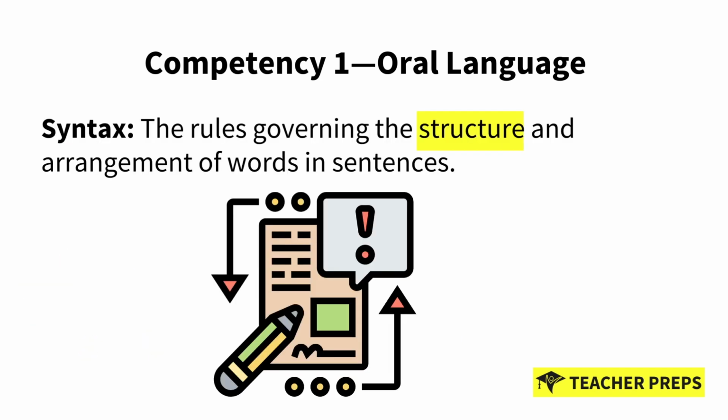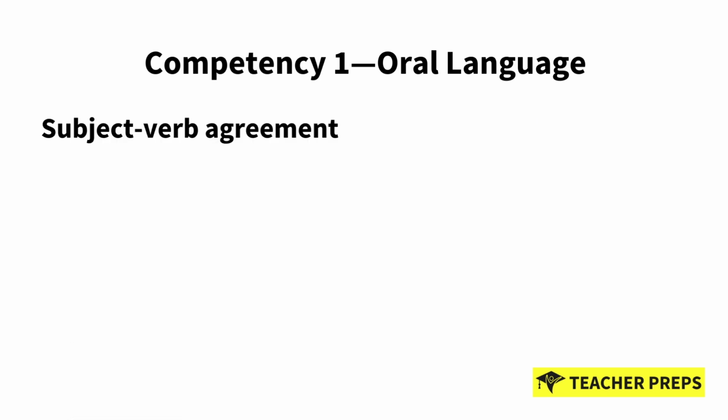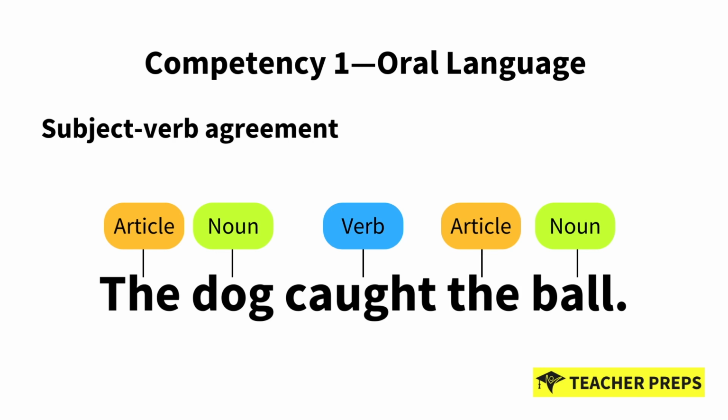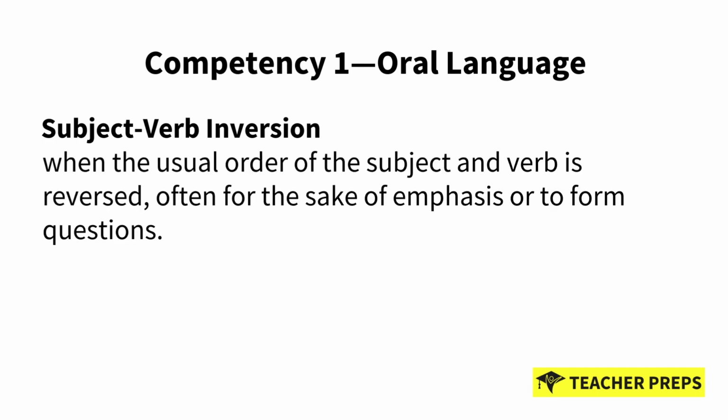Syntax refers to the rules governing the structure and arrangement of words in sentences. In grades 4 through 6, students can comprehend and use complex sentence structures, including subject-verb agreement. As a reminder, subject-verb agreement means ensuring that the subject and verb in a sentence agree in number and in person. Also, on your exam, you'll want to know subject-verb inversion, which is when the usual order of a subject and verb is reversed, often for the sake of emphasis or to form questions.